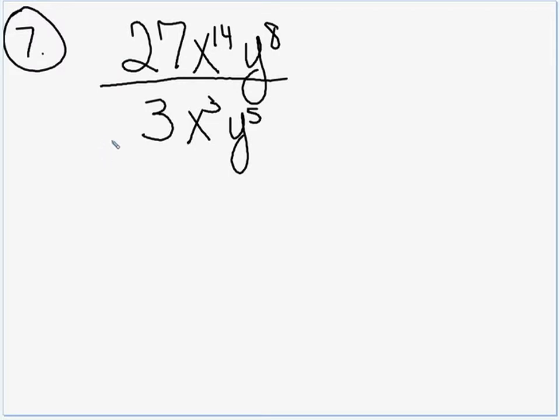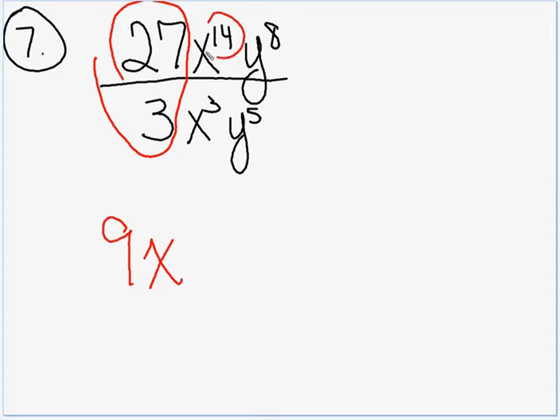Now here we have a division, and if you multiply bases, you add the exponents if the bases are alike. The opposite of multiplication is division, and the opposite of addition is subtraction. So here we will subtract the exponents of like bases. First, 27 divided by 3, that's a 9. And then we have x. 14 minus 3 would be 11, 11th power. And then we have y. 8 minus 5 would be to the third power. Alrighty, easy enough.